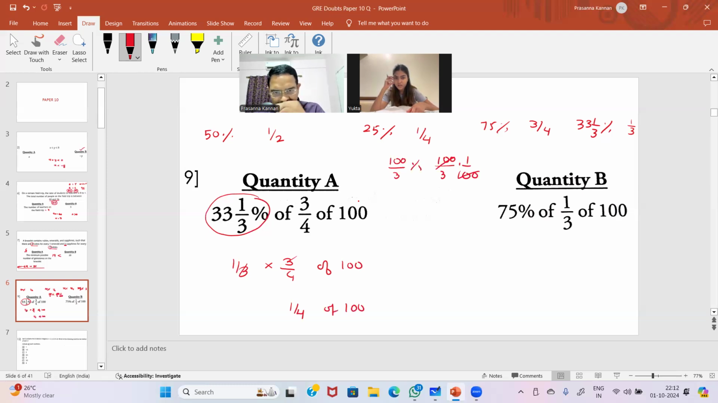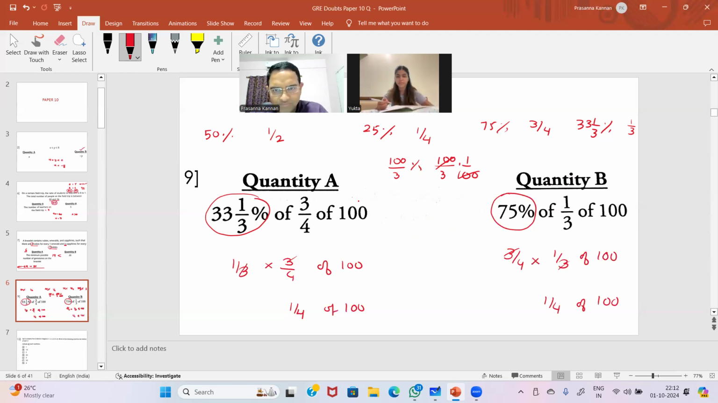Isn't that one fourth of 100? Right? Now, 75%, what do you write this as? 3 by 4. 3/4 of one third of 100. So what is that? 1 by 4. One fourth of 100, right? So both the quantities are equal.